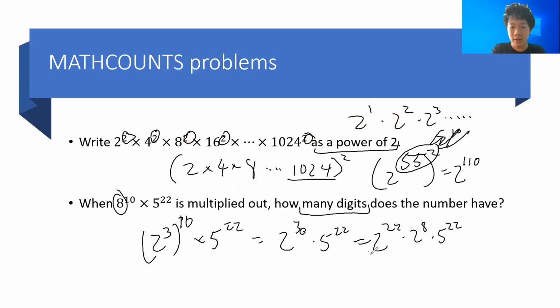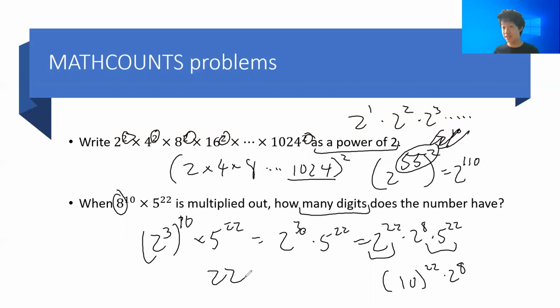Now these two we can reverse distribute, and we get 2 times 5 to the 22 times 2 to the 8th. This is a 10. This is 10 to the 22. Erase this. Since we have 22 powers of 10, then we have 22 trailing zeros. So we already have 22 digits that are just zeros.